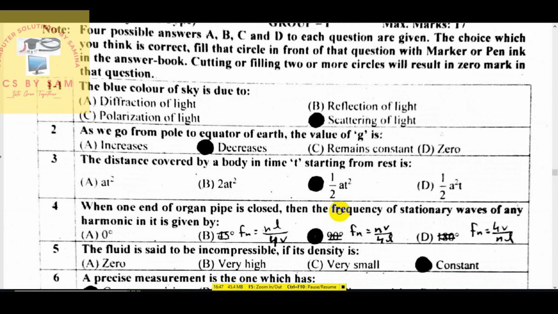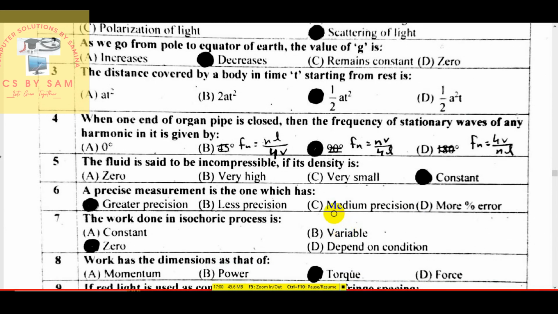Next, the blue color of the sky is due to scattering of light. Number 2, as we go from pole to equator of the earth, the value of g decreases. The distance covered by a body in time t starting from rest is 1/2 at square. When one end of the organ pipe is closed, then the frequency of stationary waves of nth harmonic in it is given by fn is equal to nv/4L.